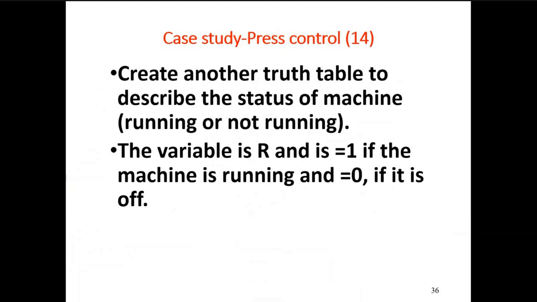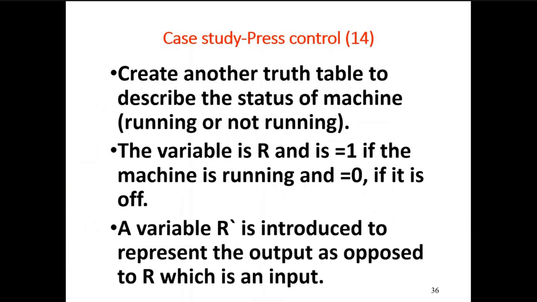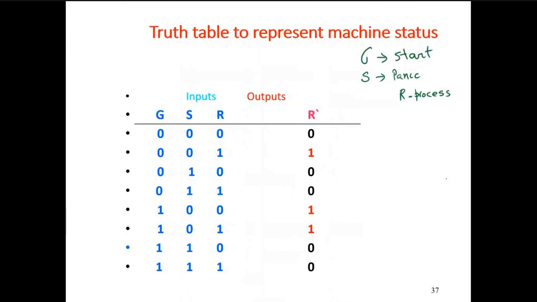So the variable is R, which is equal to 0 if it's off. Okay? And an output R prime, like the way we did in the first stage, to represent the output as opposed to R, which is an input coming into the system, because we're going to write the logic equation. What else? These are my inputs. G is the starting of the process. S is the panic that we did in the previous case. R is the process running or not running. What's new in this? The S is old from the previous stage. The G is new. And the R is new. So we have three inputs and one output R prime.